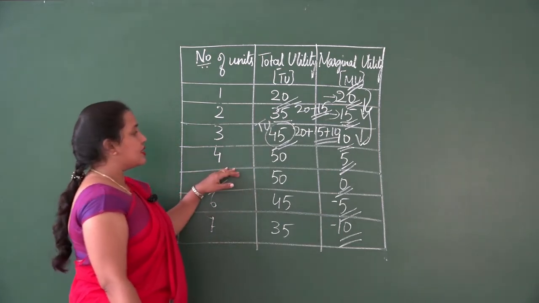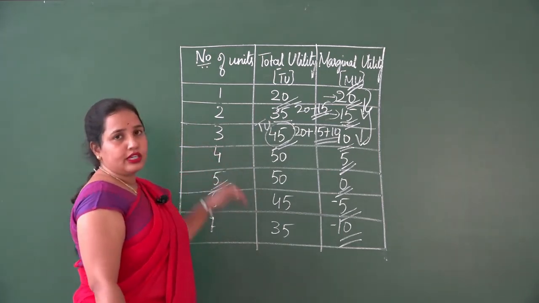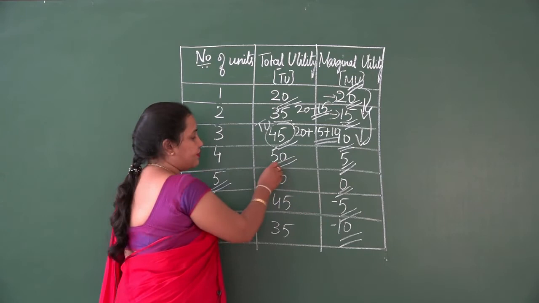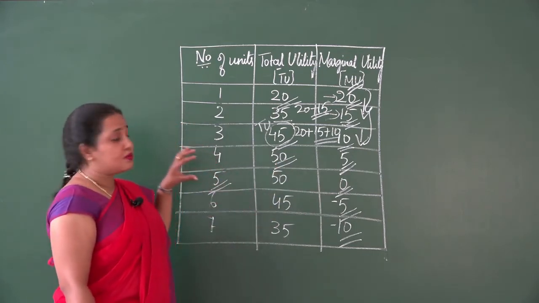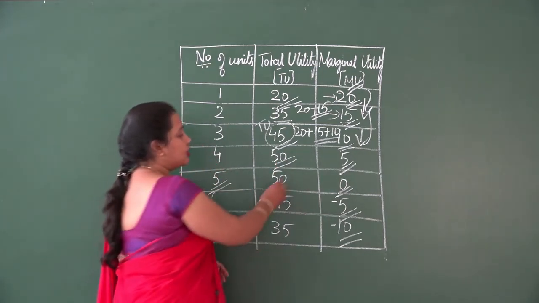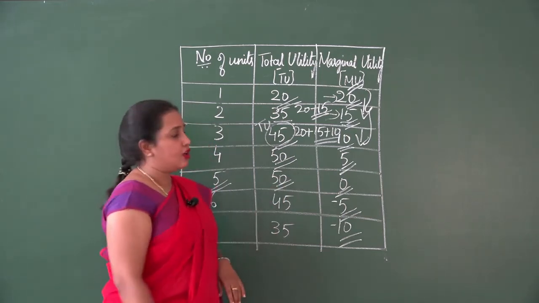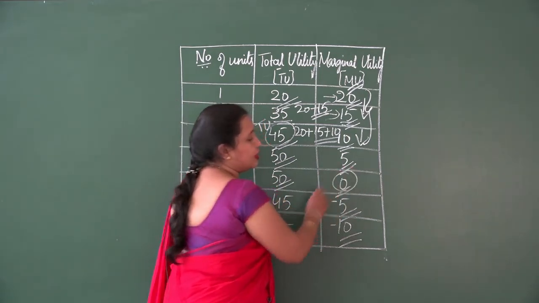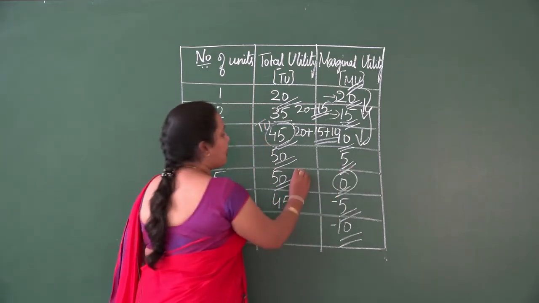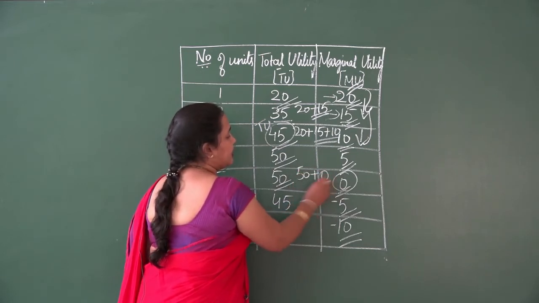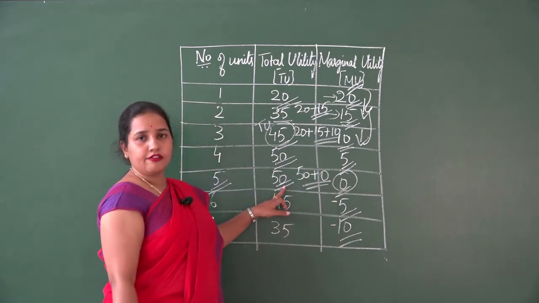When the consumer consumes the fourth unit, the utility derived is 50. When the consumer consumes the fifth unit, the total utility remains 50. Why? Because here the marginal utility is 0. By adding 50 and 0, you get 50.